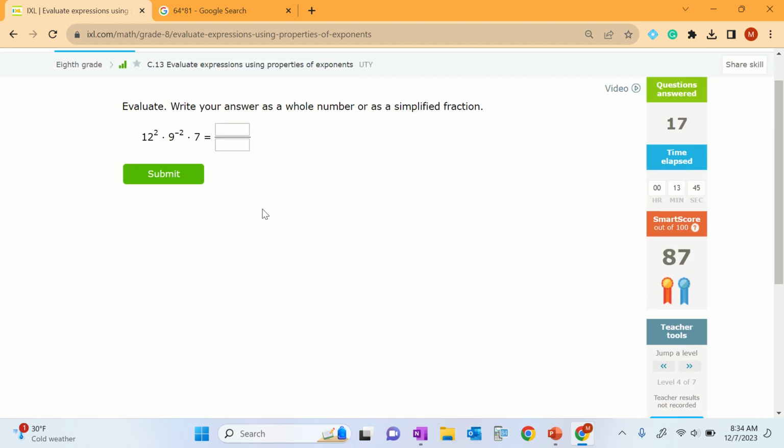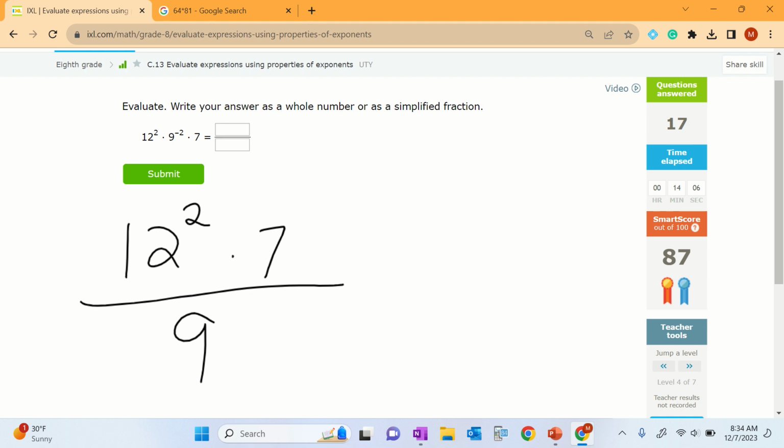12 to the power of 2 multiplied by 9 to the power of negative 2, so that's going to have to move to the other side of the fraction, times 7 to the power of 1. So I'm going to keep that 12 to the power of 2 right where it's at. It's got a positive exponent. I'm going to keep that 7 in the numerator as well. It's got a positive exponent. 9 to the power of negative 2, I'm going to move it to the other side of the fraction, giving me 9 to the power of positive 2. And then we multiply. 12 times 12 is 144. Multiplied by 7, I'm going to use a calculator on that, over 9 times 9 is 81.